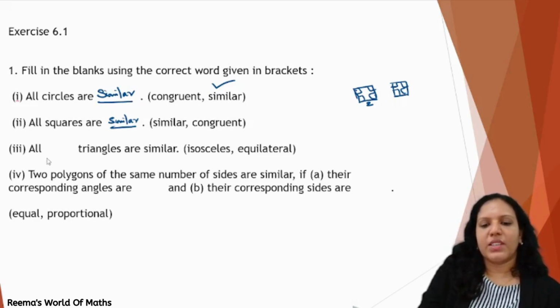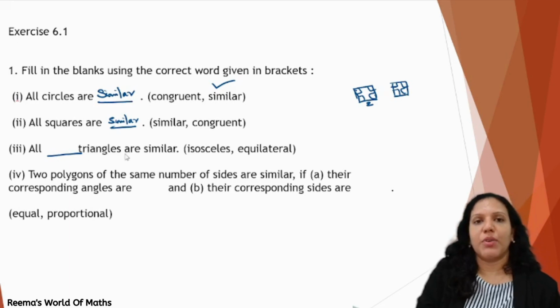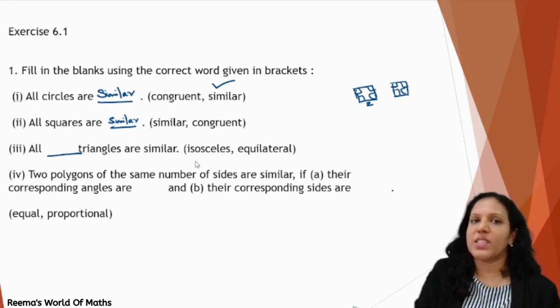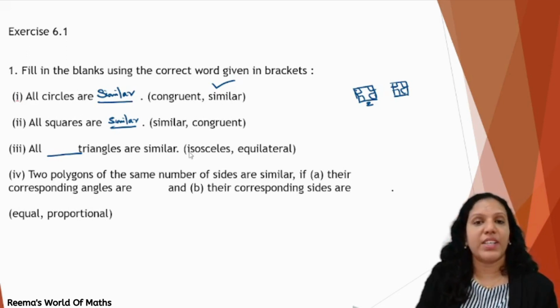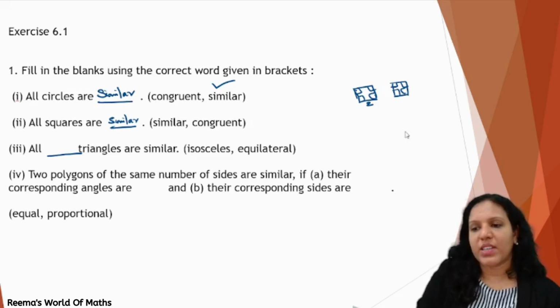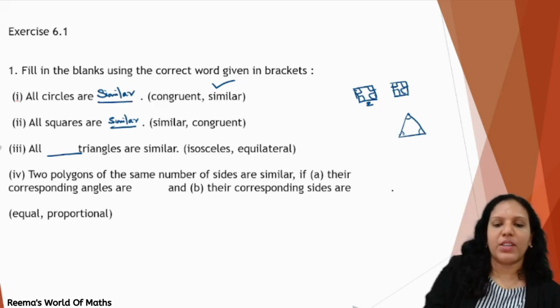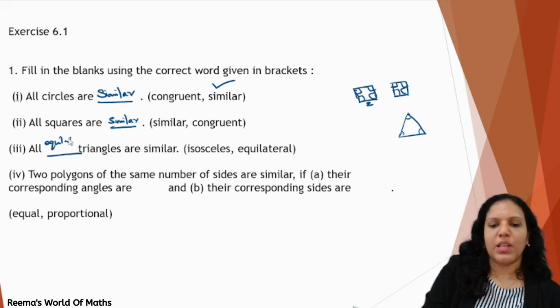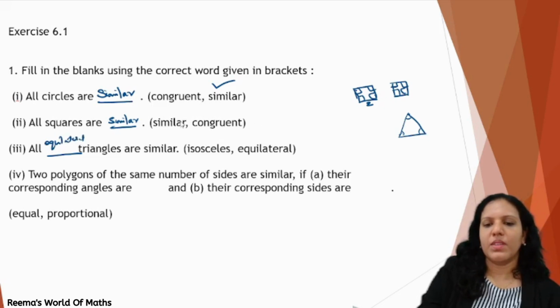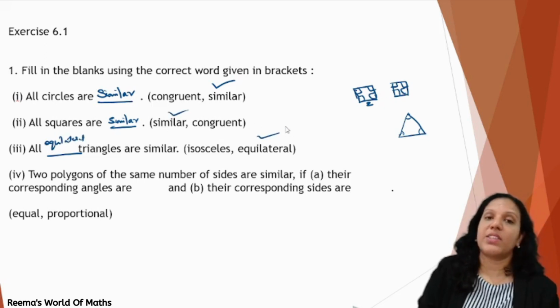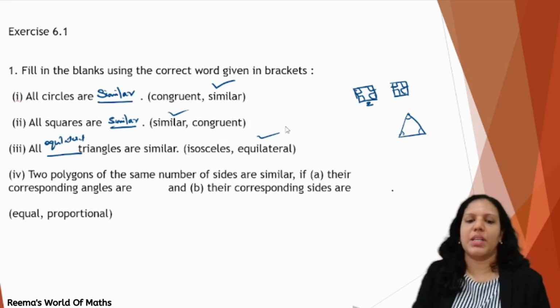Third one, all triangles are similar. Which type of triangles? Is it isosceles? Isosceles triangles are triangles with only two sides equal. So we can say all equilateral triangles are similar. Equilateral triangles are triangles having all three sides equal and all three angles equal. So all equilateral triangles are similar. So this answer will be equilateral.